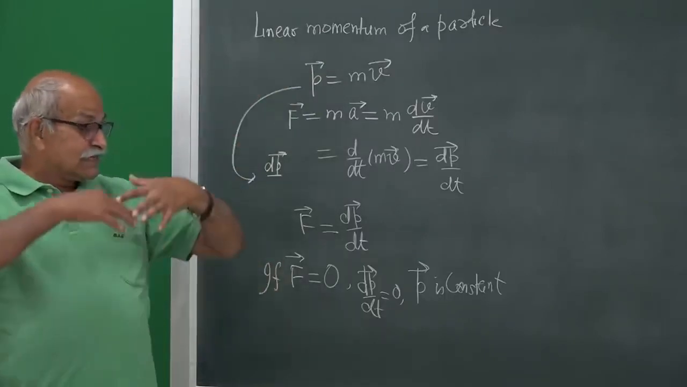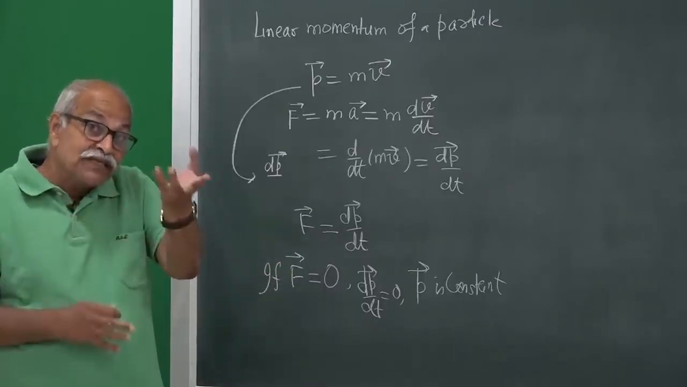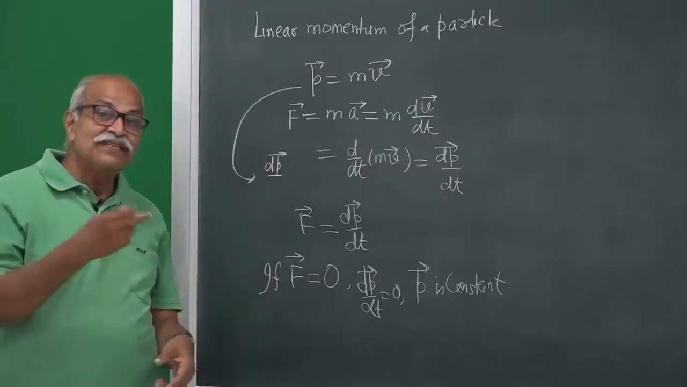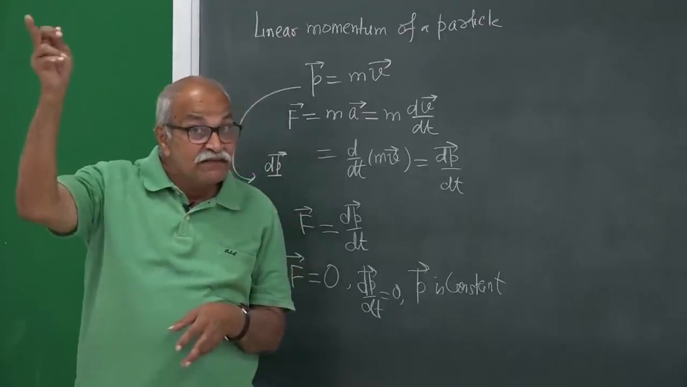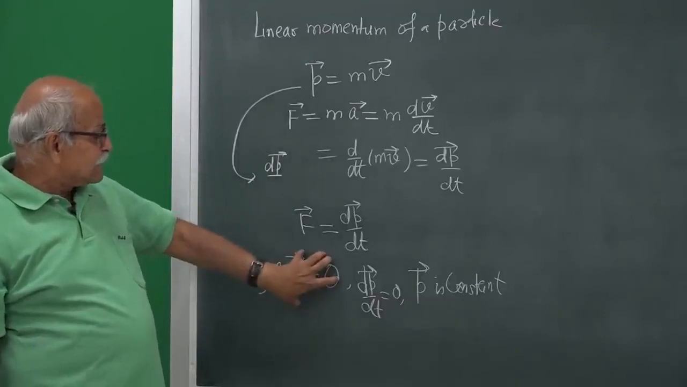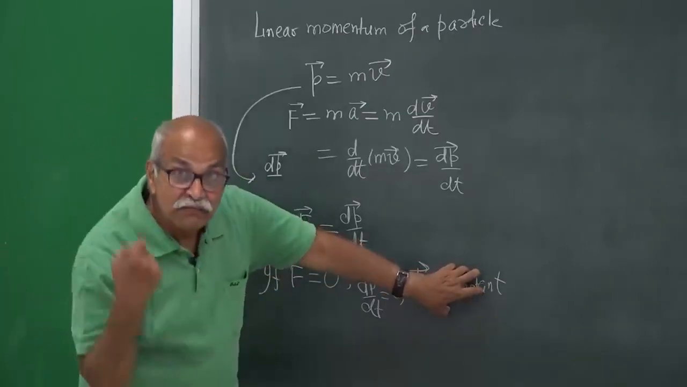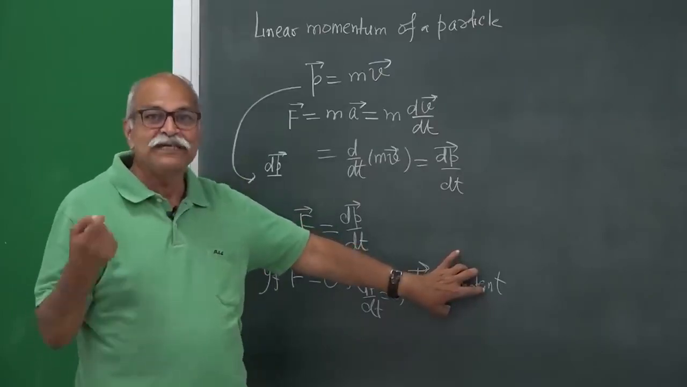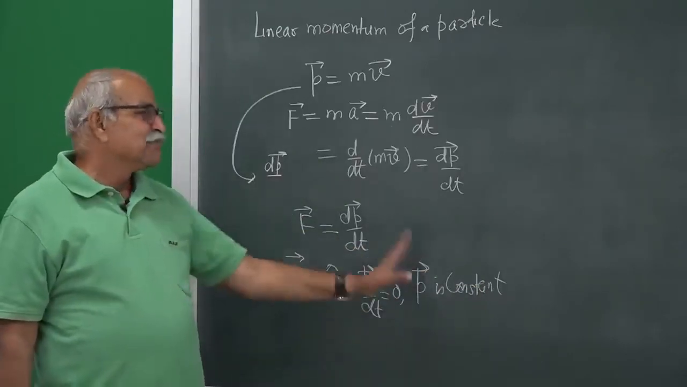But once you go to a system of particles where different parts of the system can exert forces on each other, those forces are called internal forces, and any force which is coming from something other than this system will be an external force. Conservation of linear momentum is essentially, if the external force on a system is 0, the total momentum of that system is constant. If your system is just one particle and everything is external anyway, then that same principle tells that if F is 0, then P is constant.